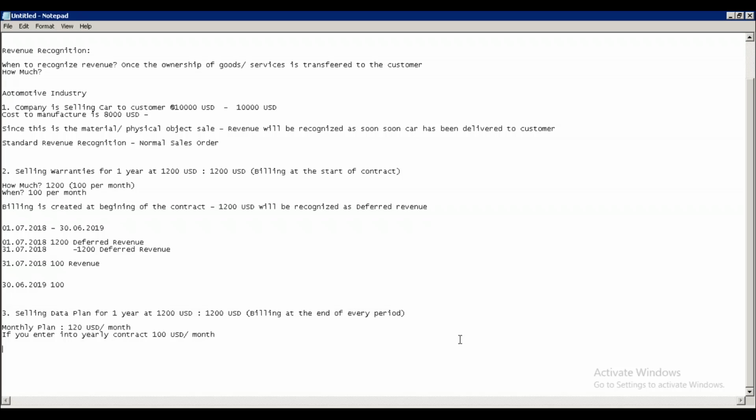Yes, it is the correct answer, because the deferred revenue will only come when you have already done the billing at the start of the cycle, the start of the contract. This is an example of a billing plan. So we are not creating the billing at the beginning of the contract. What we are doing is creating the billing at the end of every period. Okay, so what will happen? You will create a sales contract with start date, end date, value, everything.